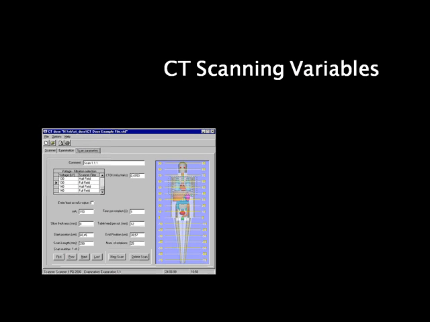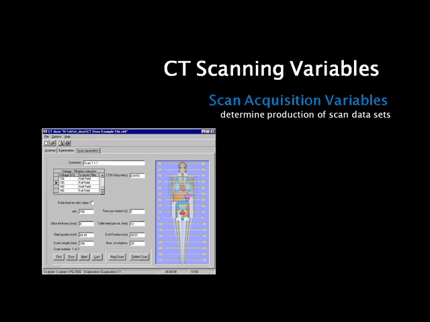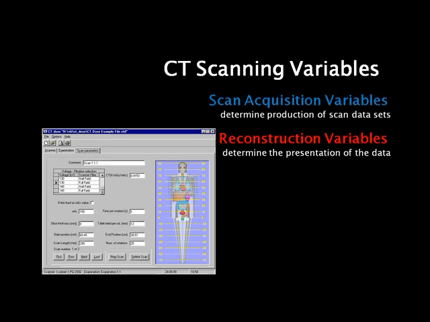Now, there are two different types of variables when you are doing a CT scan. The first type is the scan acquisition variable, and those are the variables that determine how the images are acquired. The second one is reconstruction variables, and that determines the presentation of the data or how it's viewed.